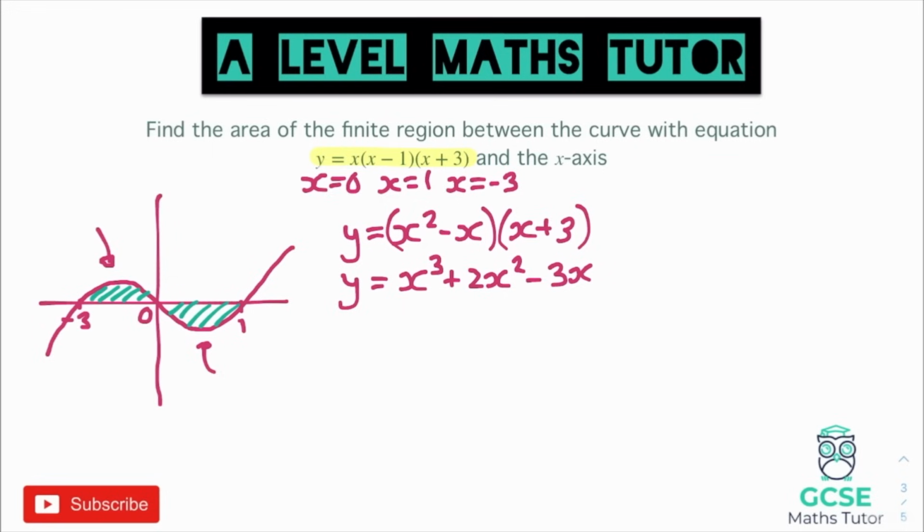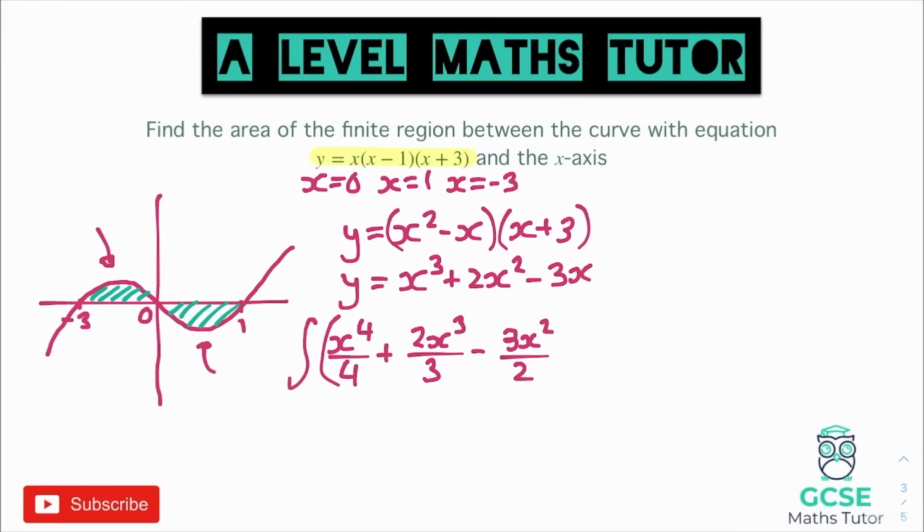Now we're going to integrate it. So if we integrate that, we get x to the power of 4 over 4. Then we get plus 2x cubed over 3. And then for the final piece there, we get minus 3x squared over 2. Again, we're not going to put our plus c in there because we are going to be using our limits, and therefore that plus c is going to disappear anyway.